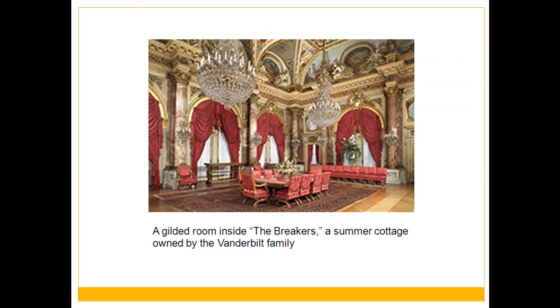This picture shows gilding. This is a gilded room inside the Breakers, which is a summer cottage owned by the Vanderbilt family. I know we all have summer cottages that look like this, but you can see the gold plating on the walls and around the moldings. There's also a gilded room in the Hearst Castle on the California coast.